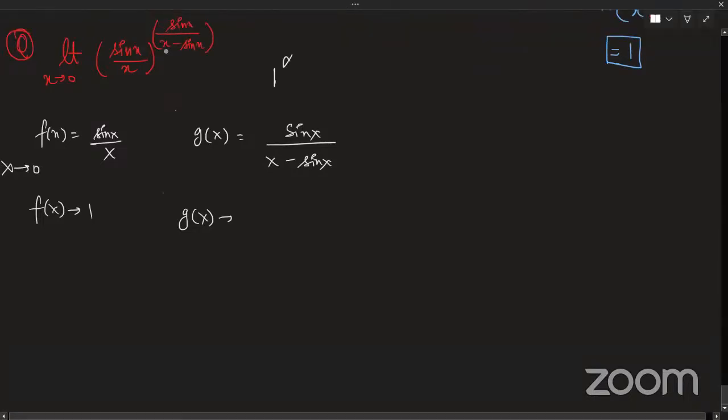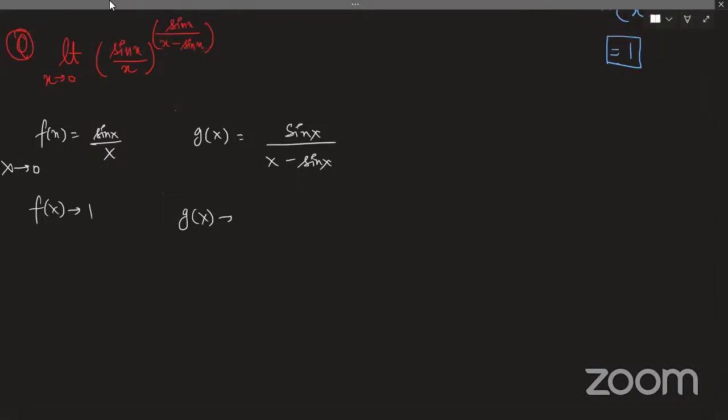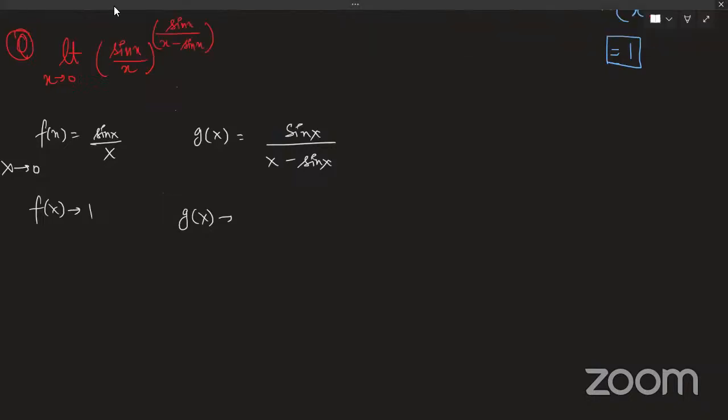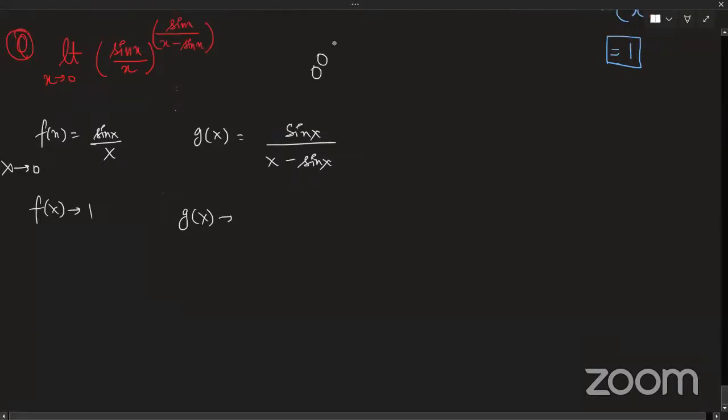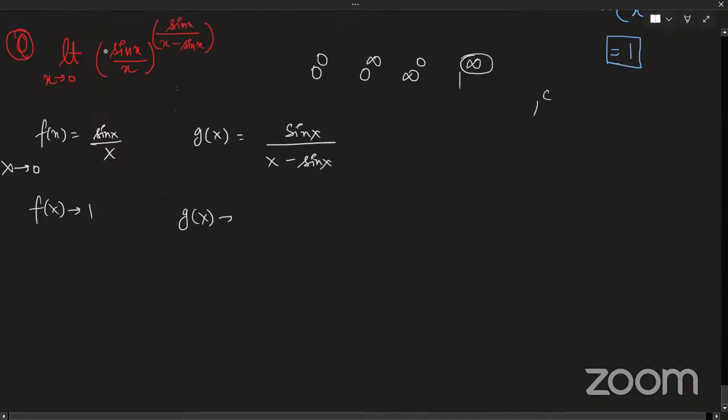Because 1 raised to infinity is the only indeterminate form, right? Do we have any other indeterminate form that has 1 in the base and anything else in the exponent? No, right? 1 raised to infinity is the only indeterminate form. You can check all the indeterminate forms: we have 0 raised to 0, 0 raised to infinity, or infinity raised to 0. But if 1 is in the base, the exponent only has to be infinity. If the power is not infinity, it is some constant, so the value is directly 1.